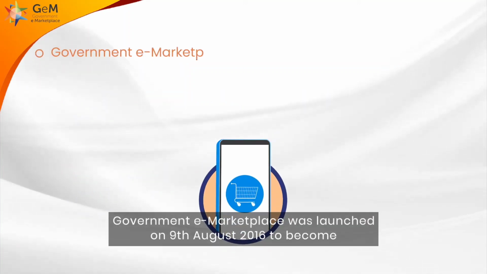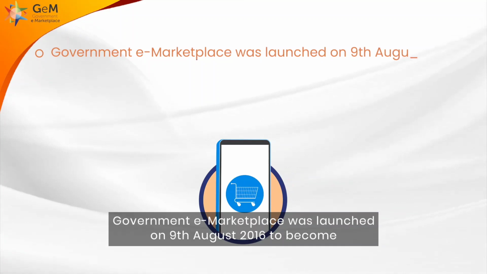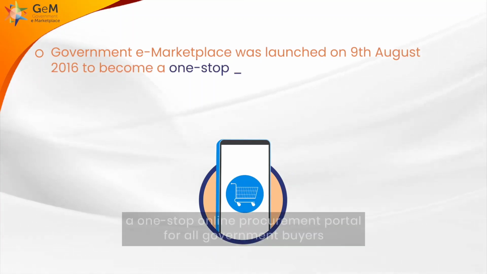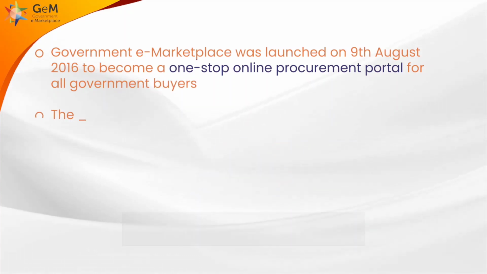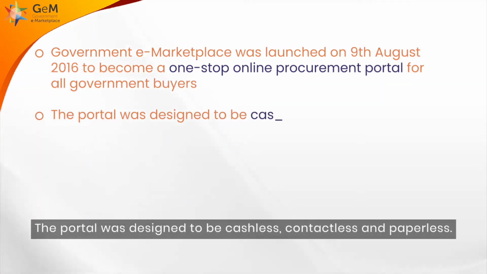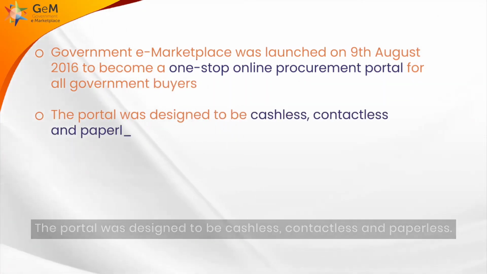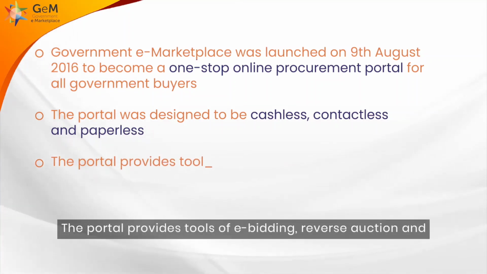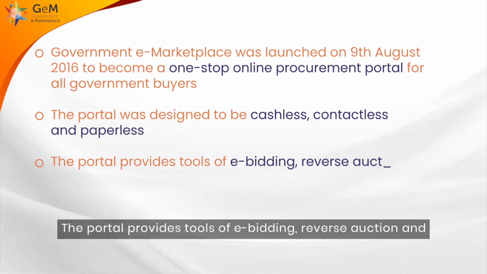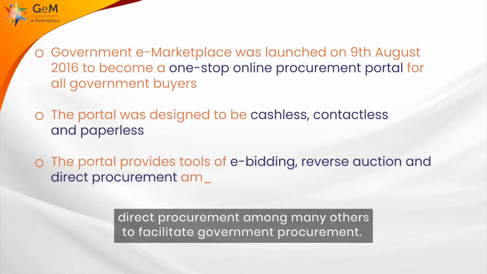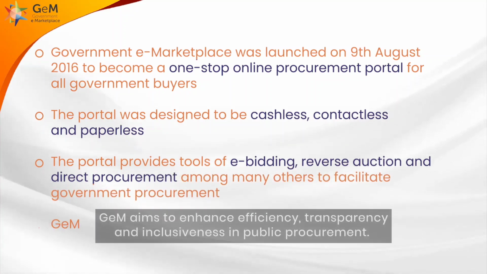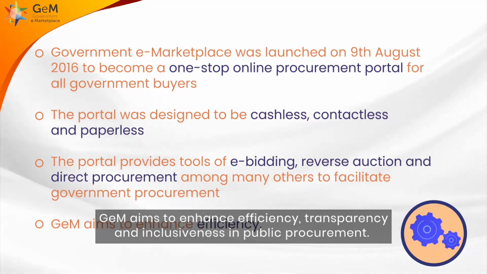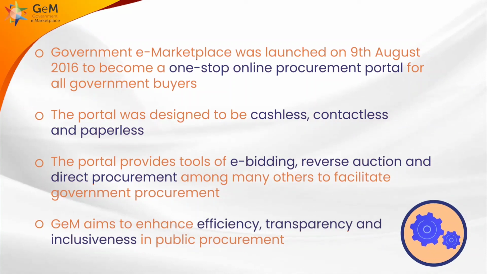Government e-Marketplace was launched on 9th August 2016 to become a one-stop online procurement portal for all government buyers. The portal was designed to be cashless, contactless, and paperless. The portal provides tools of e-bidding, reverse auction, and direct procurement, among many others, to facilitate government procurement. GeM aims to enhance efficiency, transparency, and inclusiveness in public procurement.